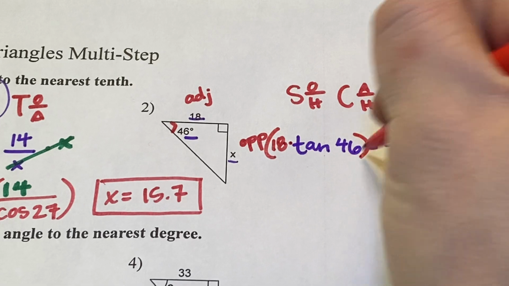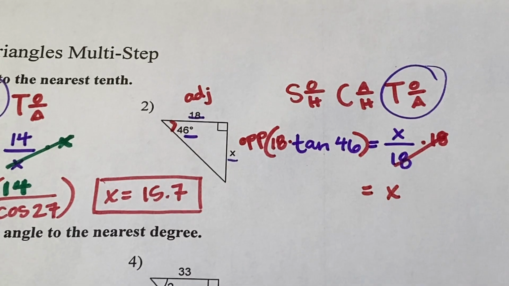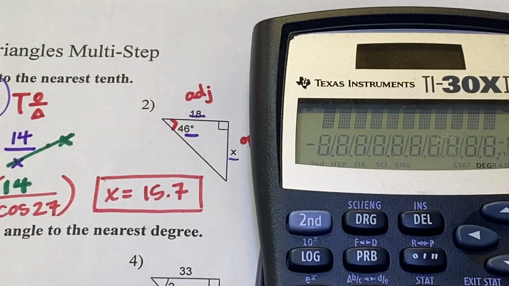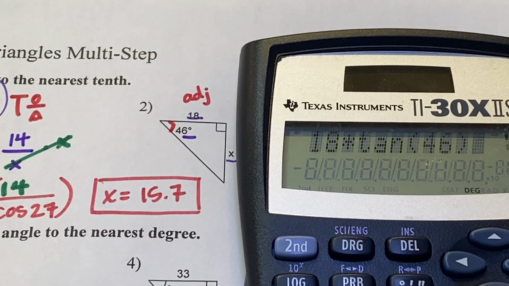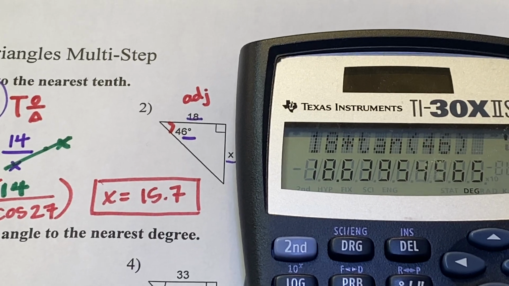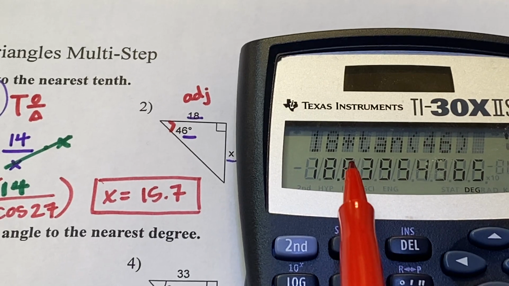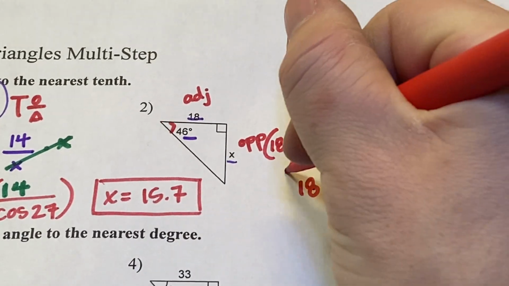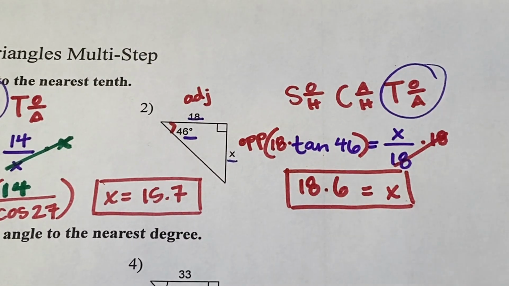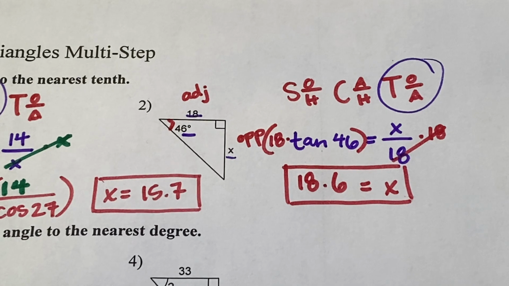Yep. Now all we got to do is punch that into our calculator. 18 times tangent of 46. Which I have already done, and I'll be very nice to give you it. 18 times tangent of 46. 1 decimal place. What is this going to round to? 18.6, right? The 3 is going to keep the 6 a 6. So 18.6. Final answer. Okay, there's one of our ways to find a missing side of a right triangle.